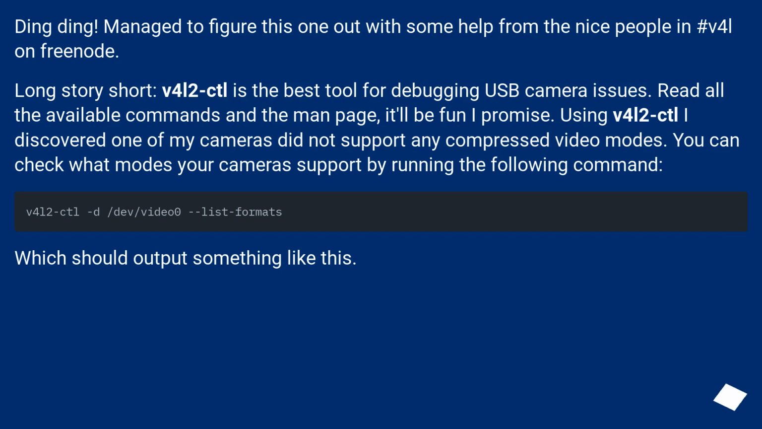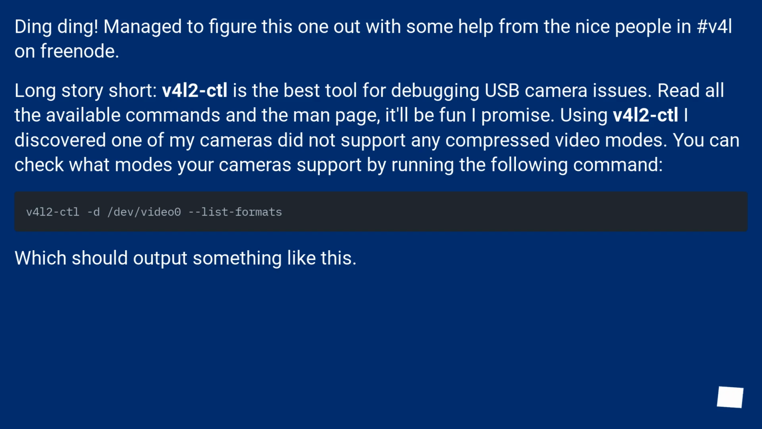Ding ding. Managed to figure this one out with some help from the nice people in #v4l on Freenode. Long story short, v4l2-ctl is the best tool for debugging USB camera issues. Read all the available commands and the man page, it'll be fun, I promise.